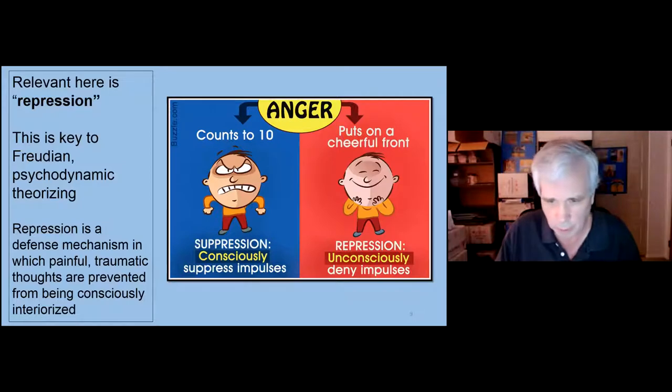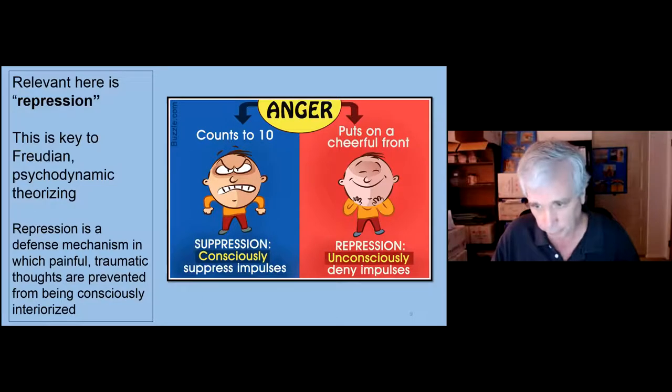And this graphic here, I think pretty much explains the difference between suppression and repression. So if you look under suppression, we can consciously suppress our impulses. However, with repression, we unconsciously deny. We don't even know they exist. We don't want to know that they exist. And so if you look at the individual who puts on a cheerful front, you can see it's very different from the person who is angry, who is visibly angry.